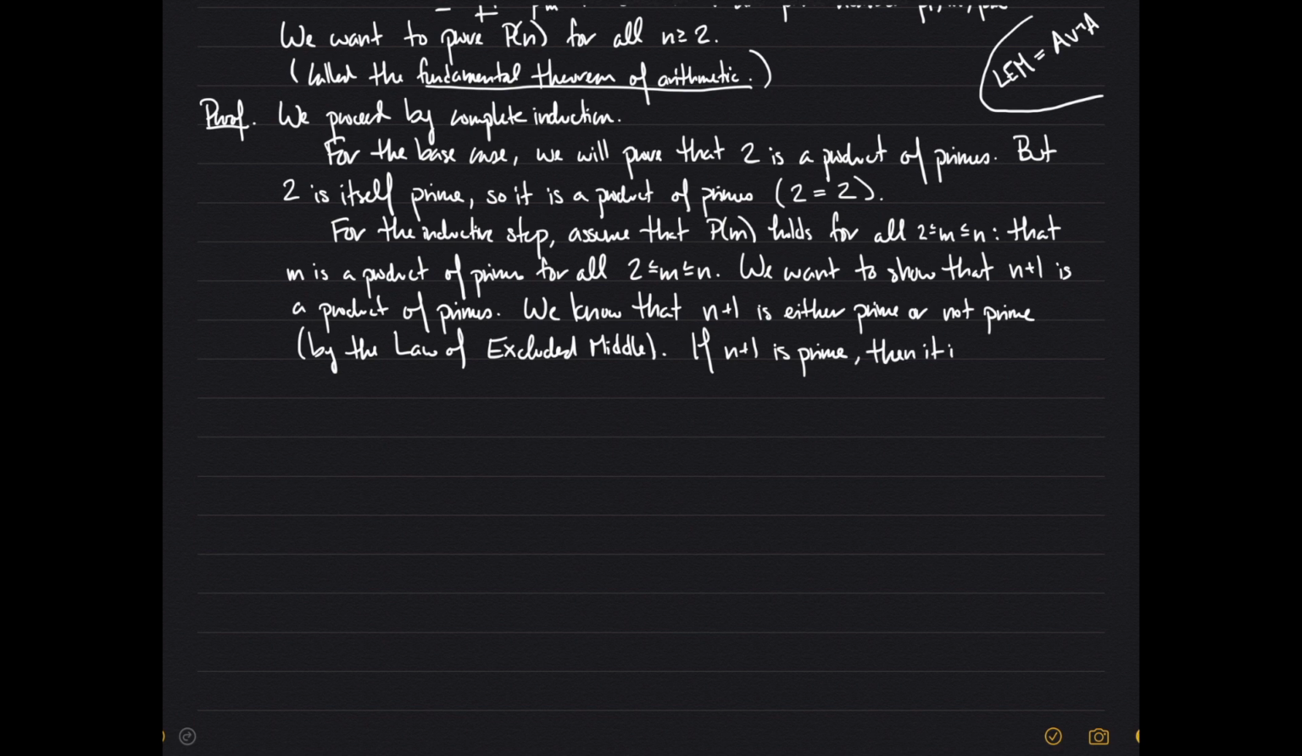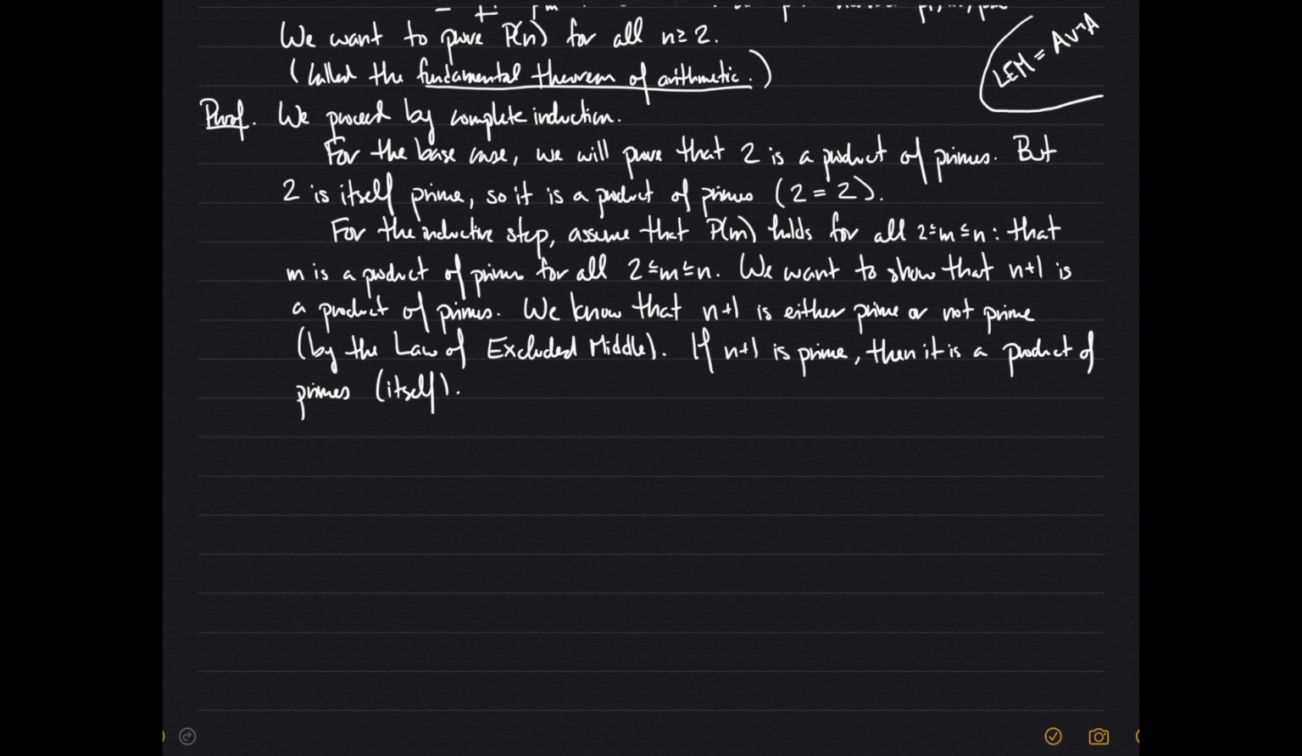then it is a product of primes. It's just a product of itself, just like 2. n plus 1 equals the product of the 1 prime, n plus 1. Okay, so if n plus 1 is prime, then there's really nothing to do. It is kind of trivially a product of primes.